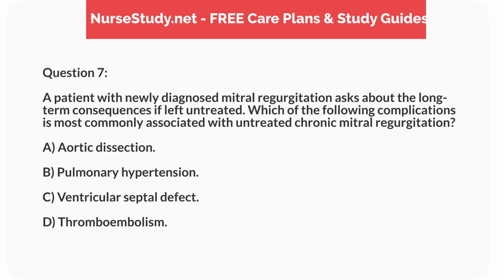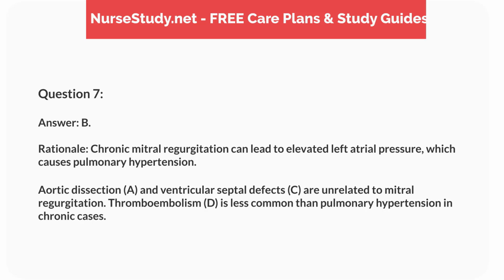D. Thromboembolism. Answer B. Rationale: chronic mitral regurgitation can lead to elevated left atrial pressure, which causes pulmonary hypertension. Aortic dissection, A, and ventricular septal defects, C, are unrelated to mitral regurgitation. Thromboembolism, D, is less common than pulmonary hypertension in chronic cases.